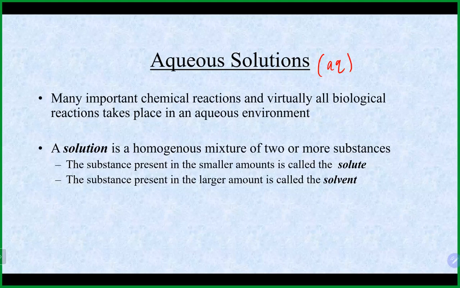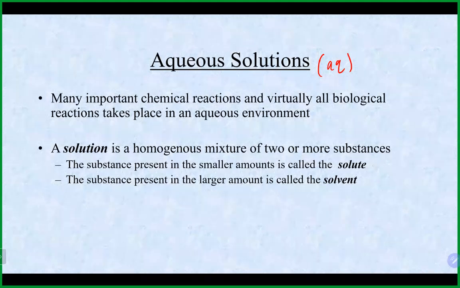So a solution is always homogeneous, and there are really two parts to a solution. There is what is referred to as the solute, and that is the smaller part of the solution. And there is the larger part of the solution, which is the solvent. So both of those things together make up what a solution is. Both of these guys are needed for a solution.